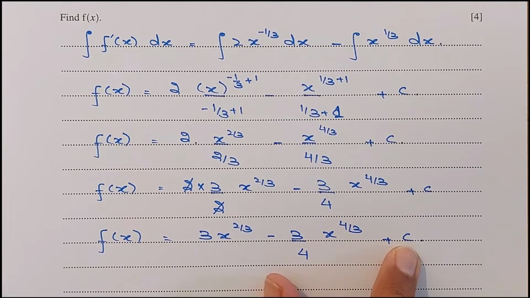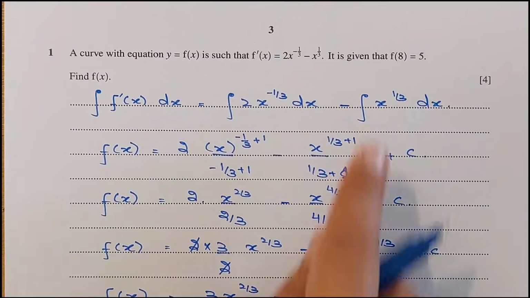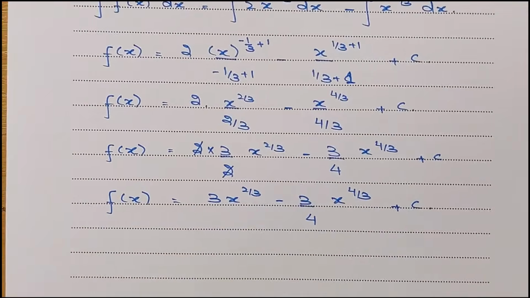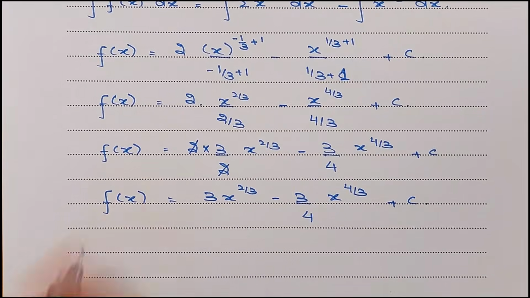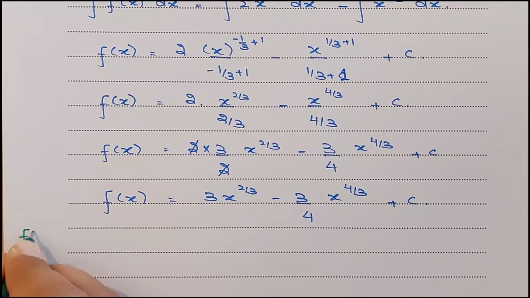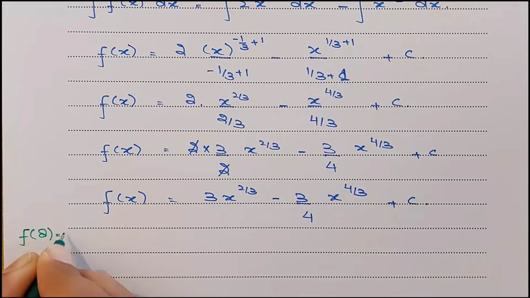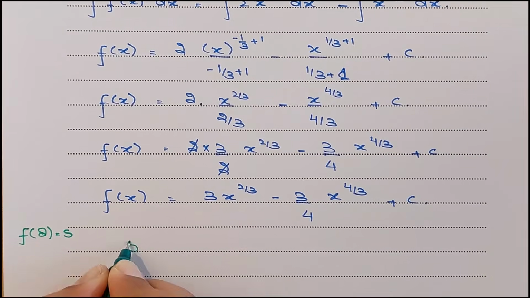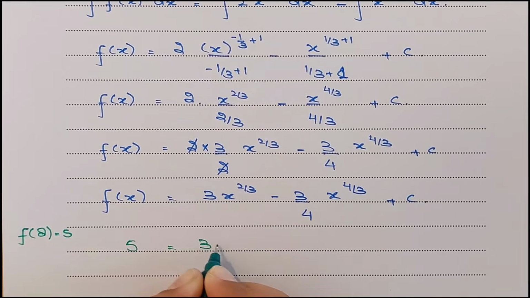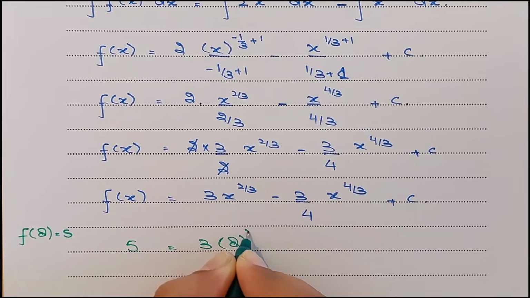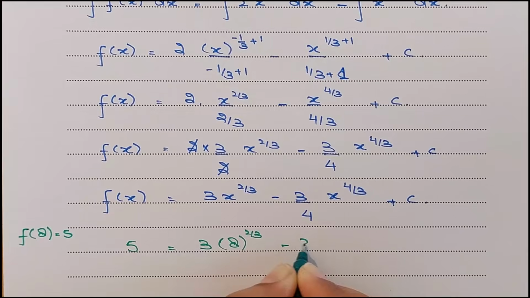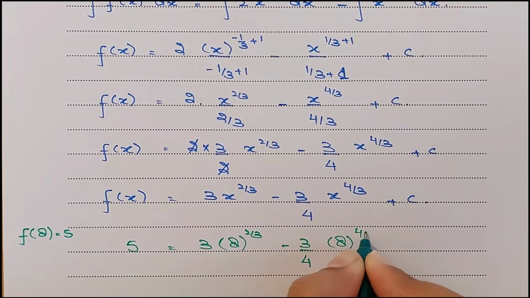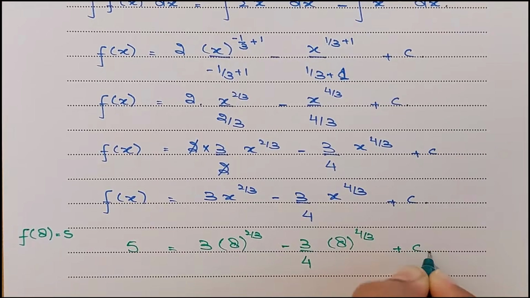Now to get the value of the constant of integration, we have to substitute the condition that f of 8 equals 5. Let me substitute this condition. f of 8 equals 5 means x is 8 and f of x is 5. So 5 equals 3 times 8 power 2 by 3, minus 3 by 4 times 8 power 4 by 3, plus c.